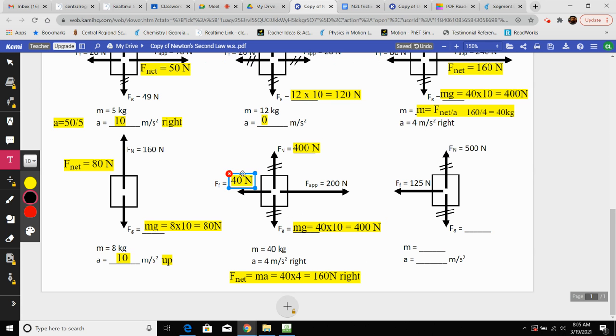Okay. Now, if you're not sure, just double check. Once you write that value there, double check. Opposite directions. What do we do with our vectors? Subtract them. So if we have 200 to the right, 40 left, 200 minus 40 would give me 160, and it would be going to the right because the 200 Newton force is greater.